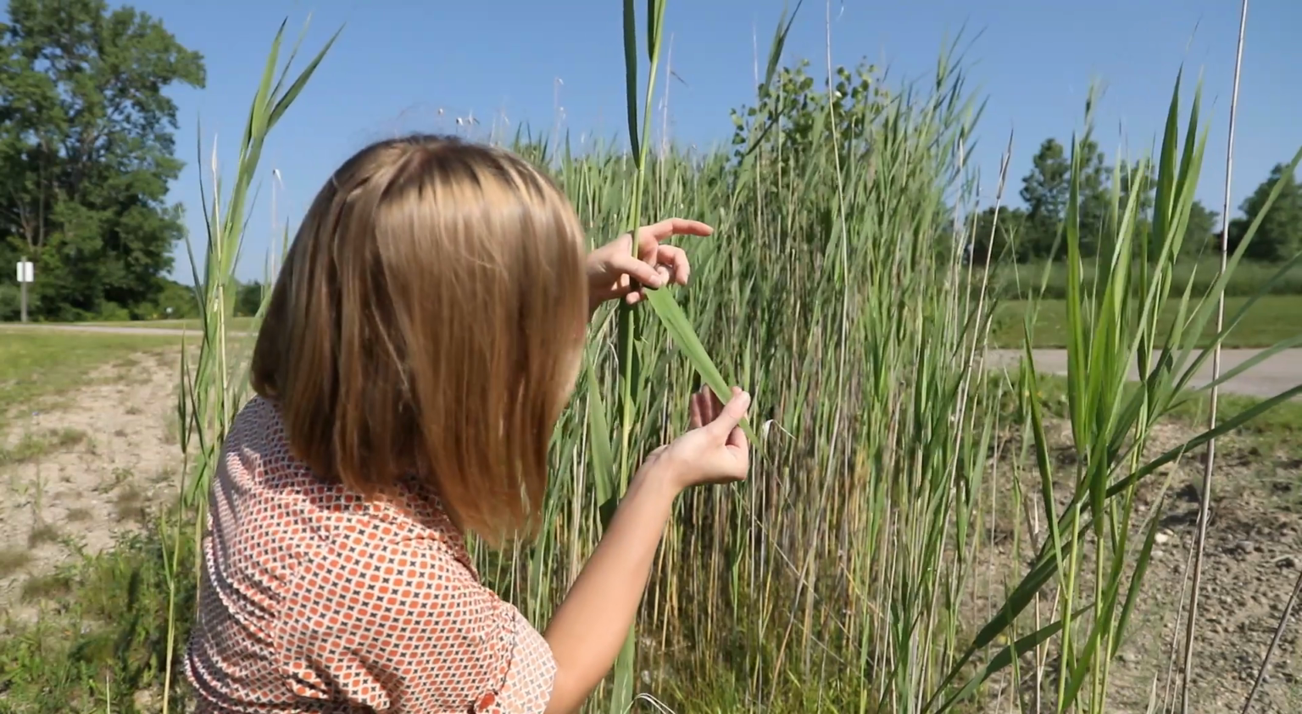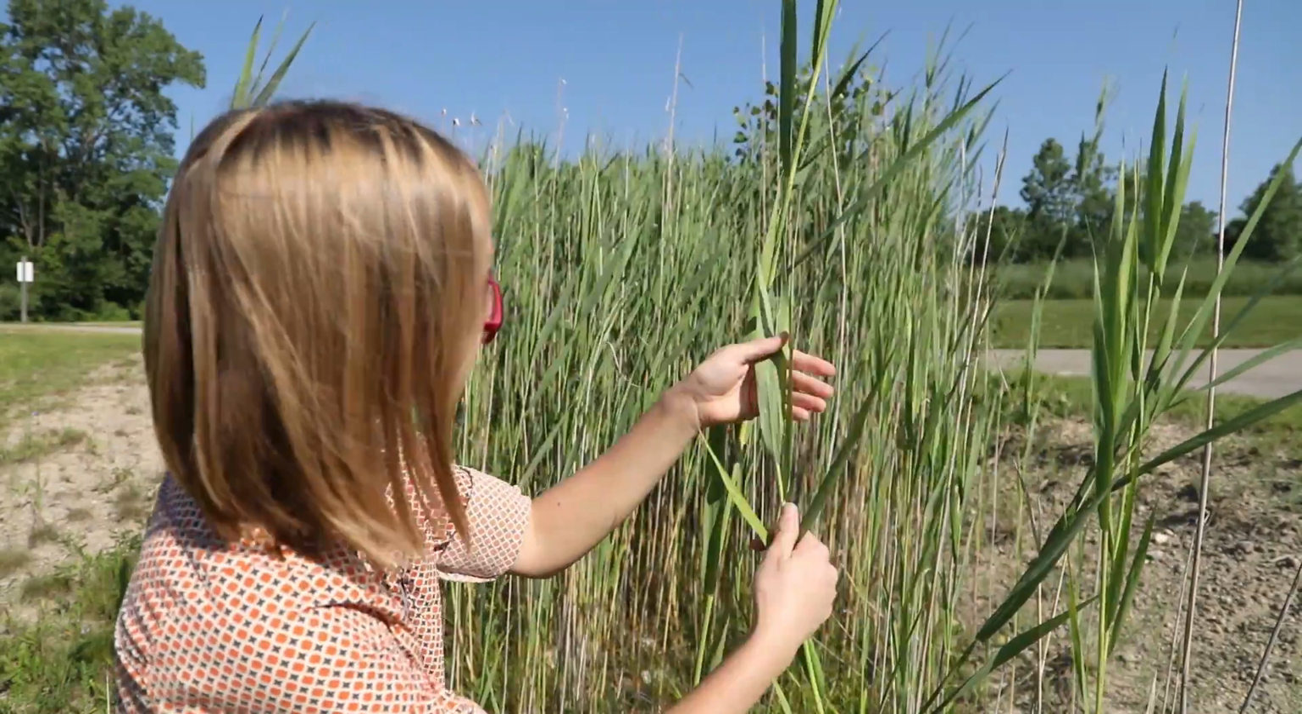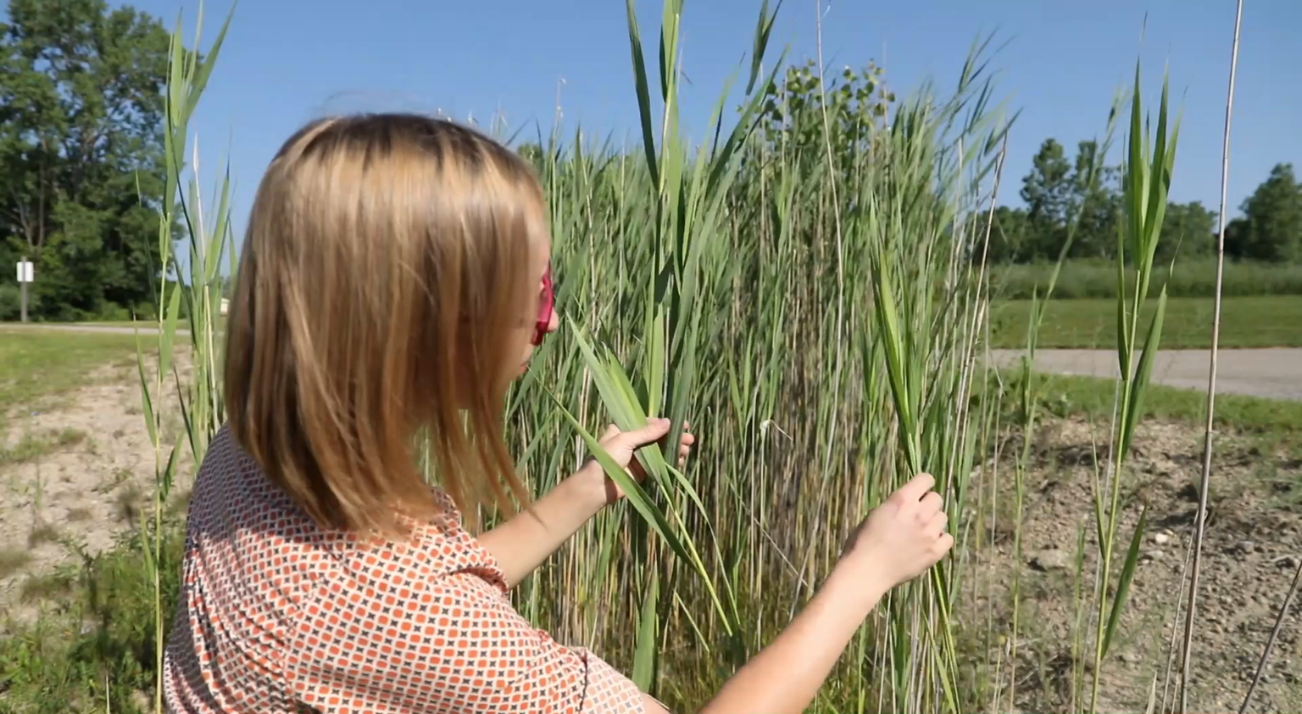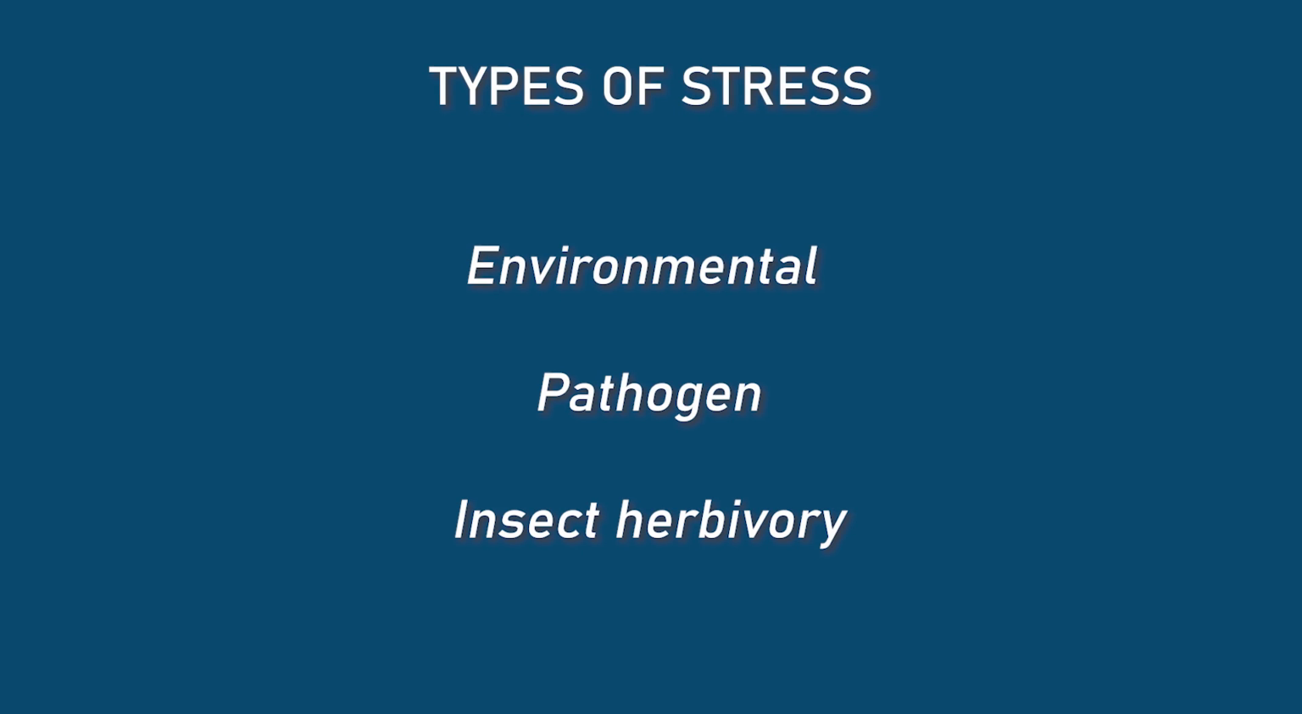Now assess the Phragmites within the quadrat for signs of stress not associated with your management actions. If the majority of the Phragmites within the quadrat show signs of stress, record that type of stress as either environmental, pathogen, or insect herbivory. If uncertain, report uncertain. We encourage you to take pictures of the signs of stress and upload them along with the monitoring report to the WebHub.